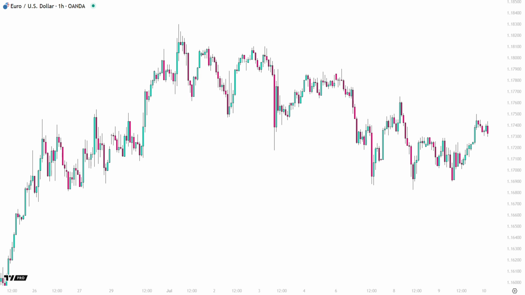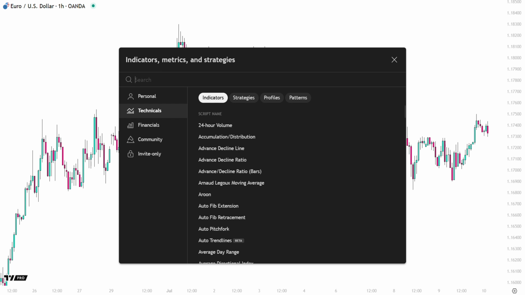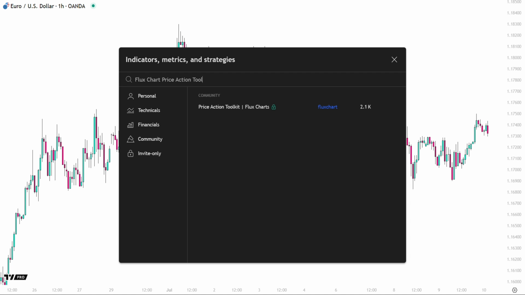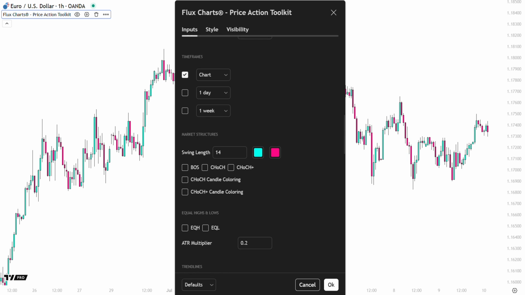Then open your TradingView chart and press the / key. In the search bar, type Flux Chart Price Action Tool and click on it to load it instantly. Once it's on your chart, open the settings. You can fully customize it to fit your style. This tool does the heavy lifting for you. It shows structure, order blocks, liquidity, all the smart money concepts you need to trade confidently.